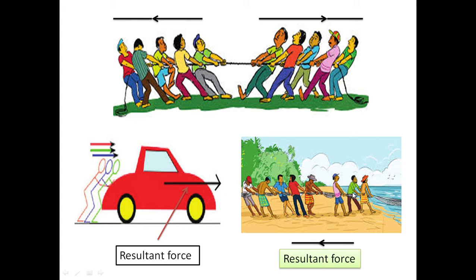Now look at this picture. You can see some people are pulling a net, a fishing net. Though there are many people, a single force is applied on the net, that is the resultant force. So that is to the left side. The resultant acting on the net is to the left.